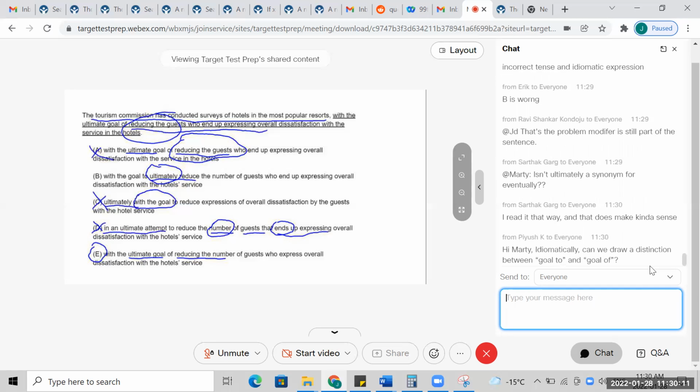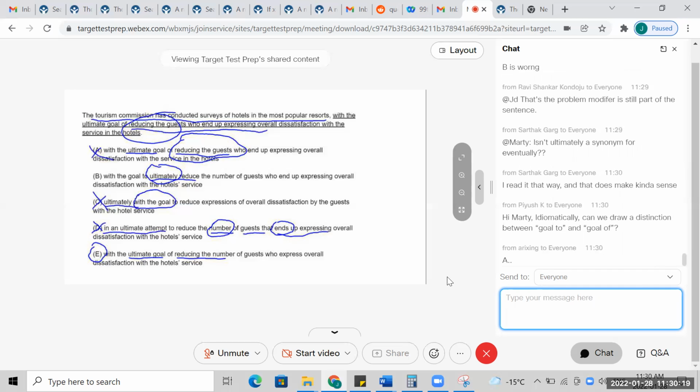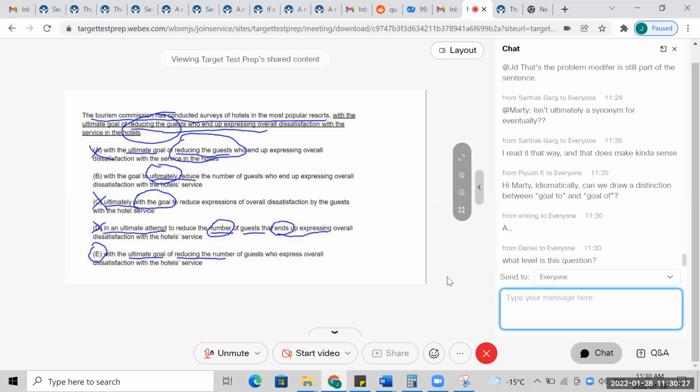I guess B kind of works, if you say ultimately it means eventually reduce. I guess it sort of means eventually, but it's kind of coming off. This is also not idiomatic: "with the goal to ultimately reduce." This is an upper 600 to 700 question, I would say V38, V40 level.